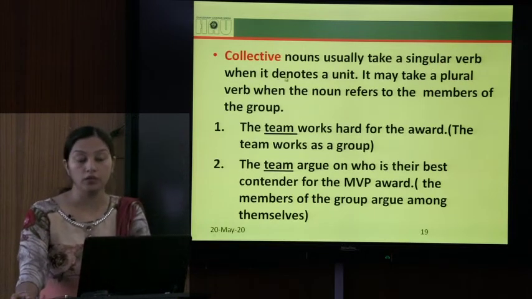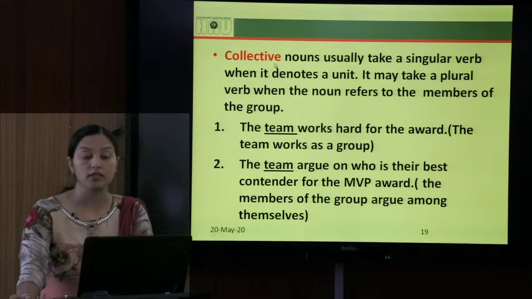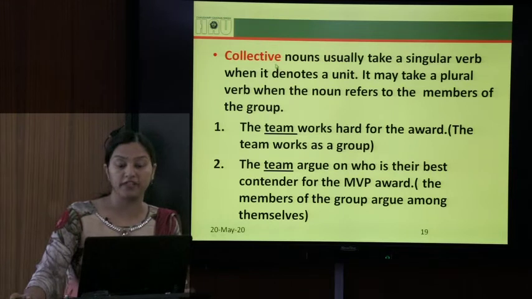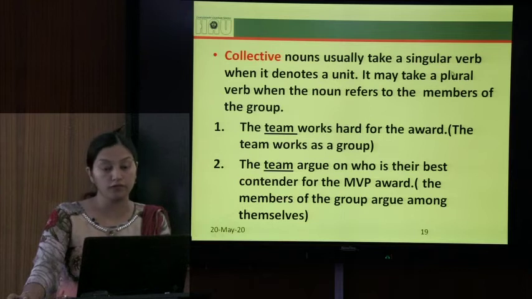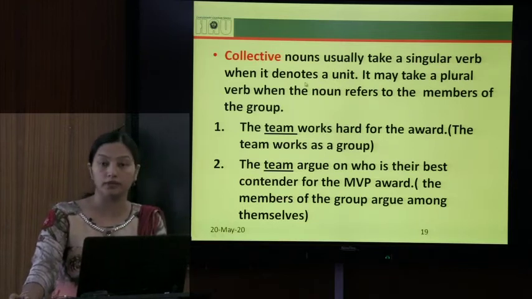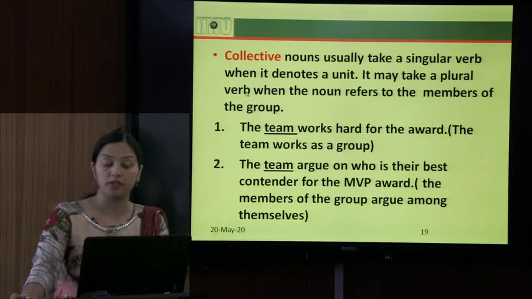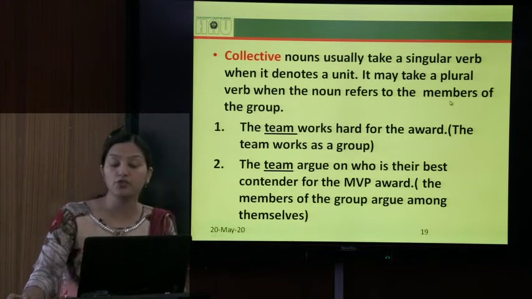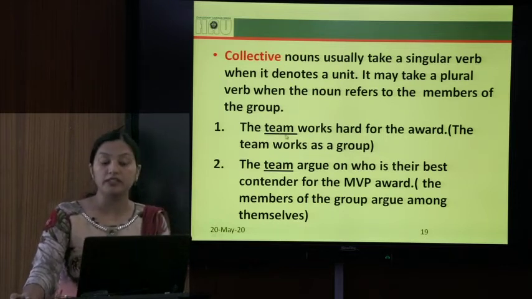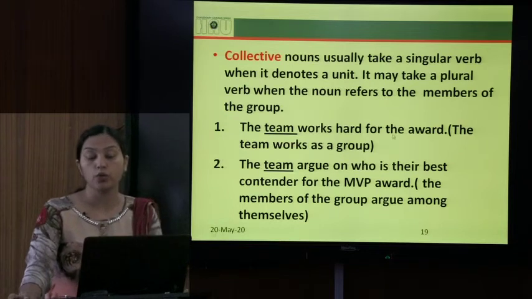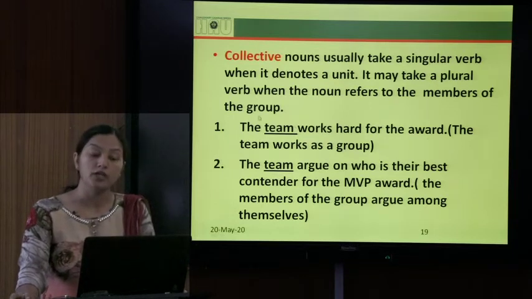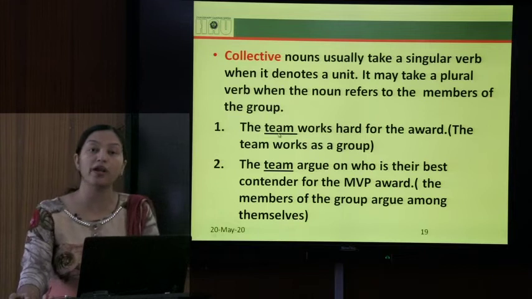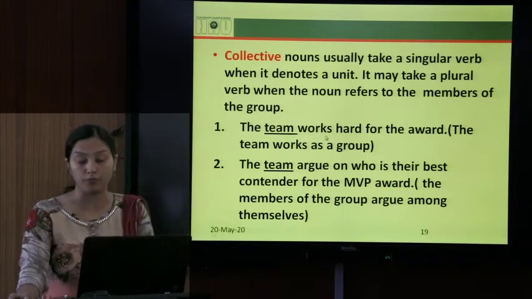Now, collective noun. A collective noun is of course a collection of nouns, a group of things. So, that becomes collective. So, a collective noun usually takes a singular verb whenever it denotes a unit, and it may take a plural verb when the noun refers to the members of the group, when we are counting the individuals in a group. For example, the team works hard for the award. So, here the team as a group is working hard for the award. So, that is why with team we are taking it as one unit. So, we are using a singular form, works.